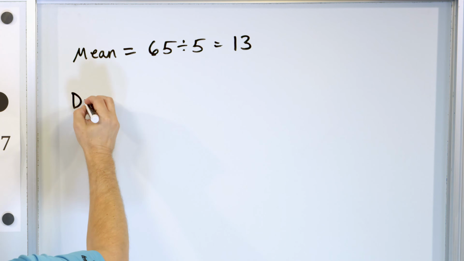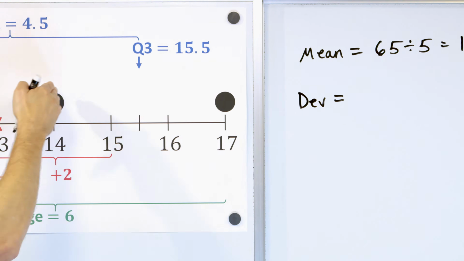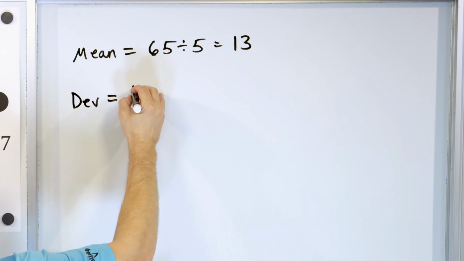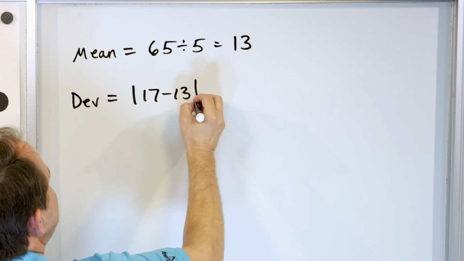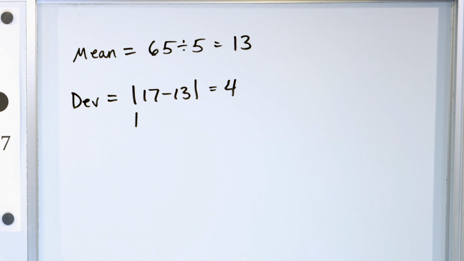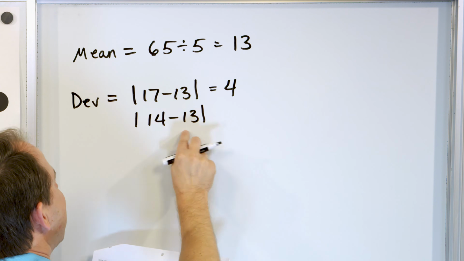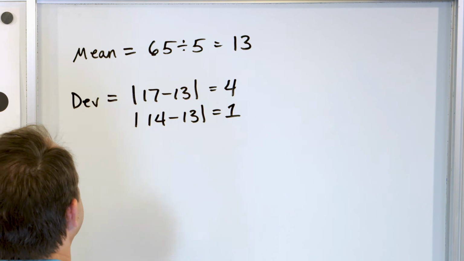So for those deviations, the way we do it is we say, for instance, 17 minus the mean, 17 minus 13, right? And that's going to be 4, and the absolute value of 4 is 4. And then for the next point, we have 14 minus 13. And that's going to give you 1, and the absolute value of that is 1.